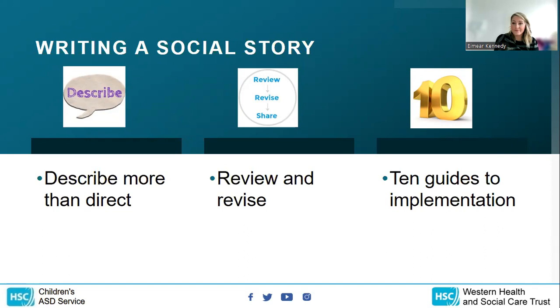5, monitor. So is the story still effective? Do any changes need to be made? Has the objective been achieved? And therefore we can move on from that story. 6, think about how you organize the stories. So it can be helpful to keep the stories together in a wee ring binder, particularly if the child has a number of stories, so they can be easily accessed.